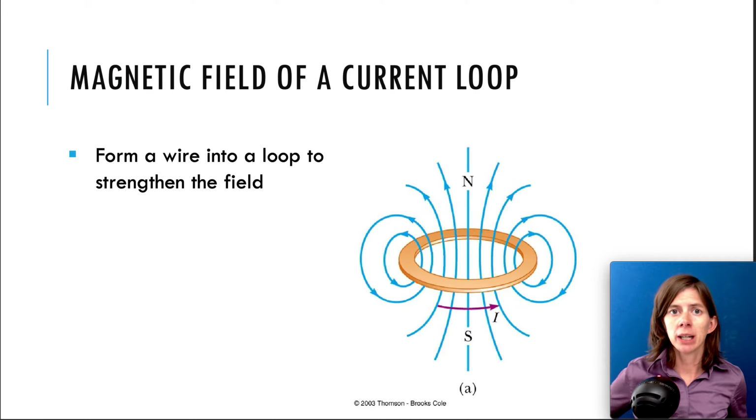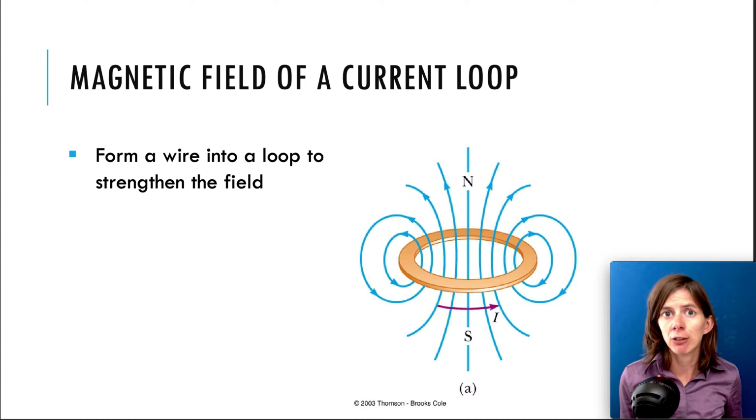We just learned in the previous video that a straight wire produces a magnetic field around it. So you can imagine that if you have a loop of wire, well, that's also going to produce a magnetic field. It turns out that having the wire into a loop actually strengthens the field. And this is because all of the fields will add up.